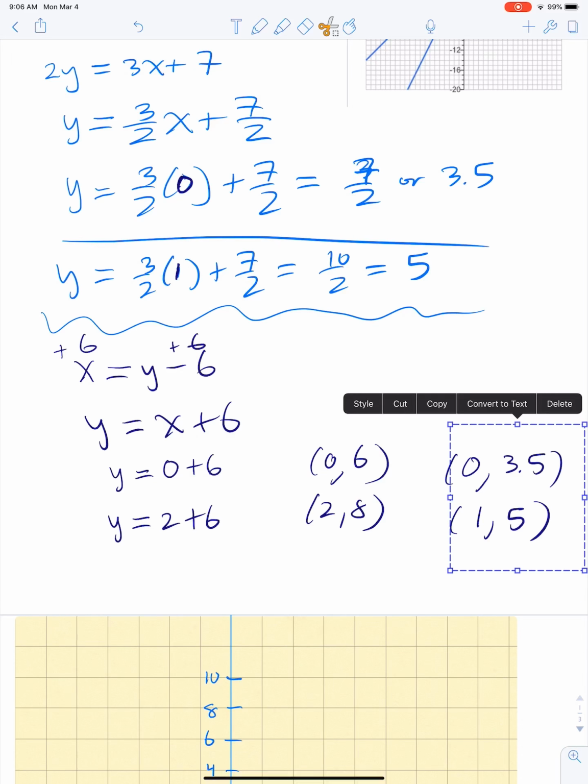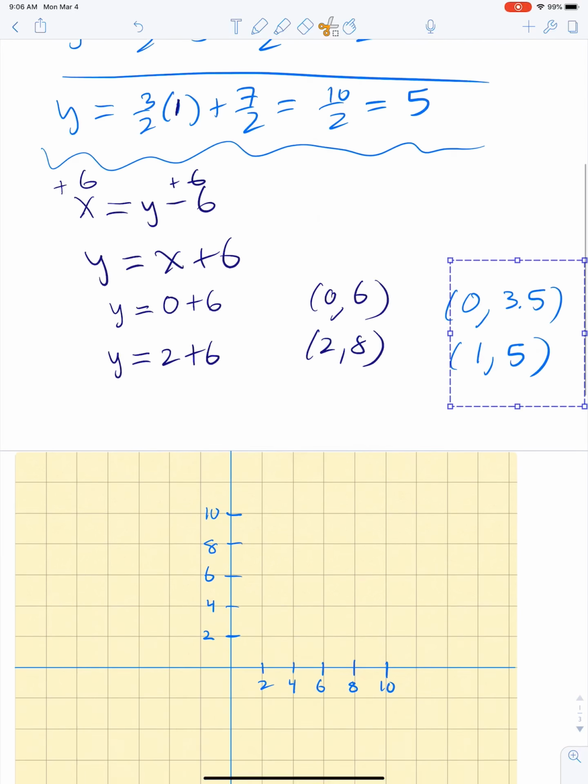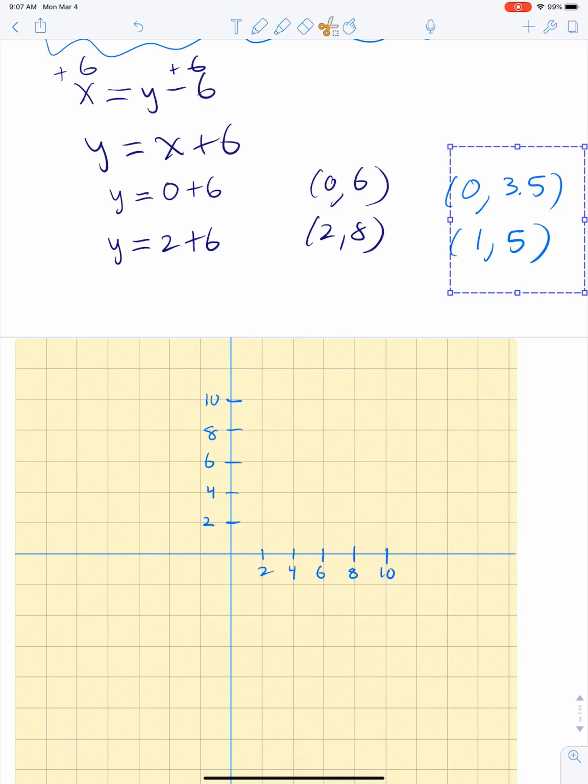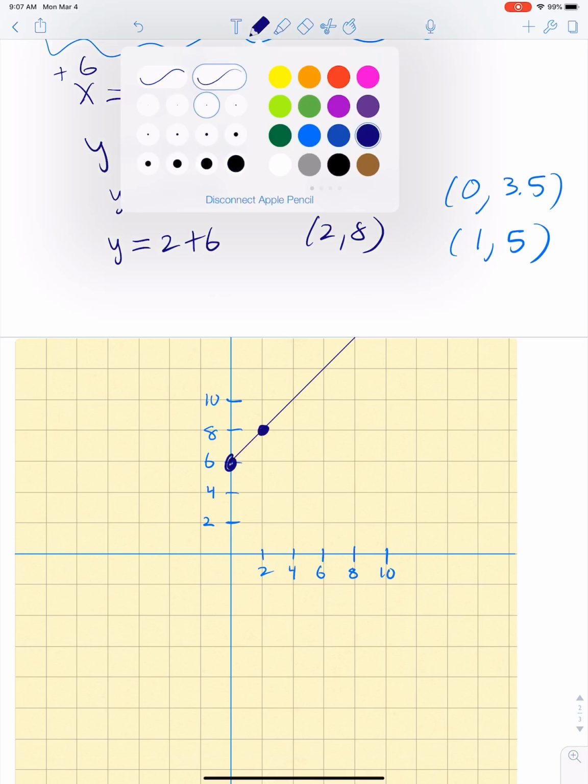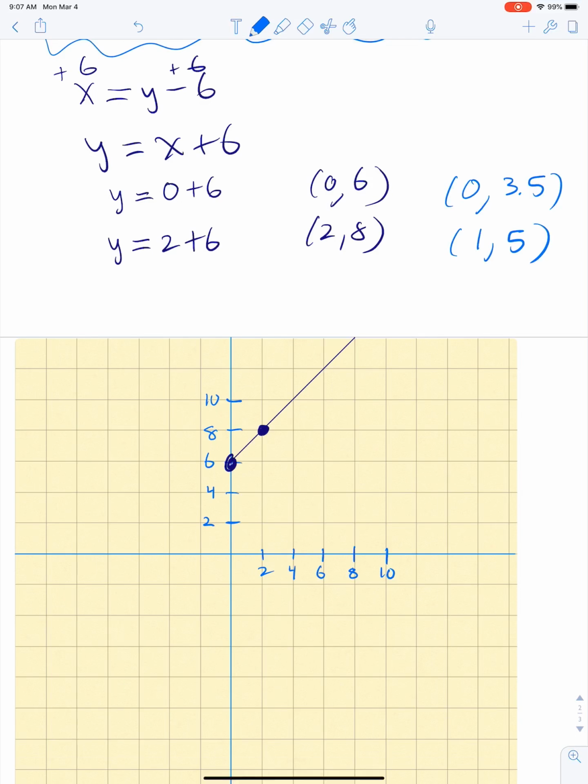Let's make one of them blue. All right, so now let's see what happens when we start graphing these things. Let's do (0, 6) first, and (2, 8). If we make the line, it looks something like that. Now (0, 3.5), let's do that one in blue. 3 is here, 3.5 would be here, and then (1, 5) would be here. It's a little bit tough to graph this one. Something like that.